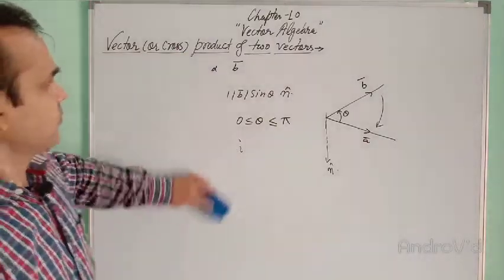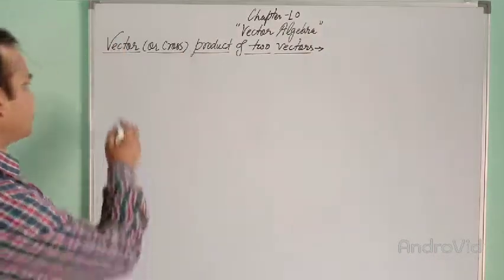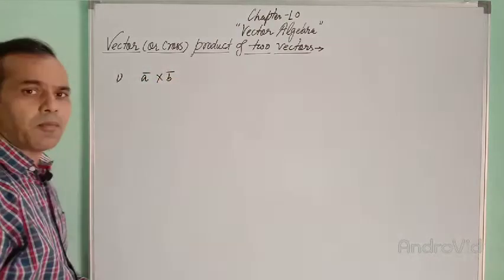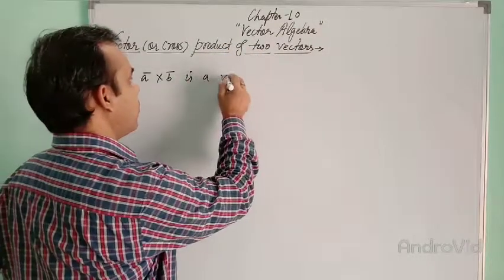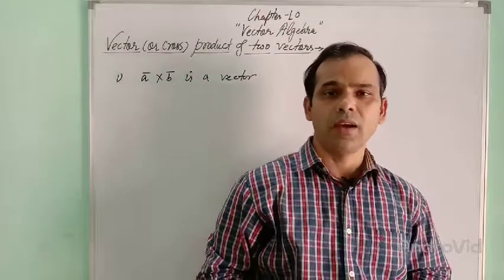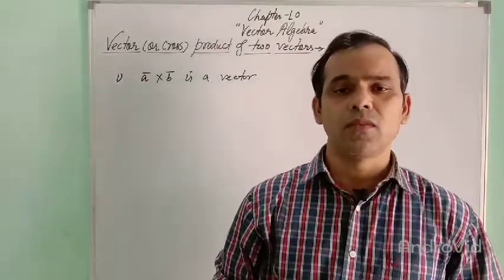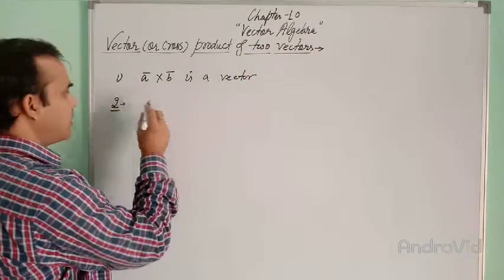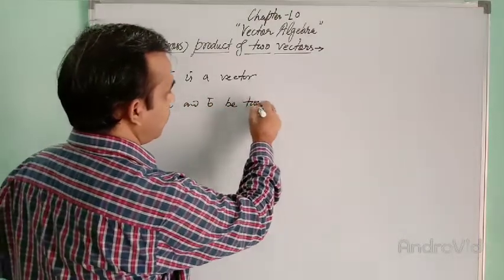Now let's discuss some important points. First, a cross b is which type of quantity, vector or scalar? a cross b is a vector quantity, because a cross b is ab sin theta n cap. ab sin theta is the magnitude of this vector, and n cap is the unit vector perpendicular to both a and b. Now the second point: let a and b be two non-zero vectors.